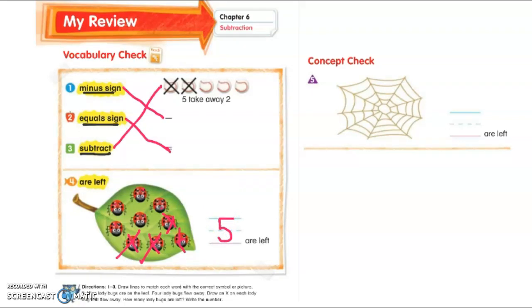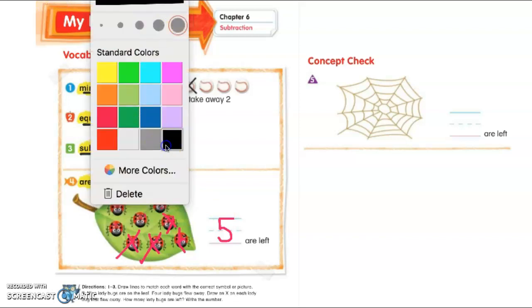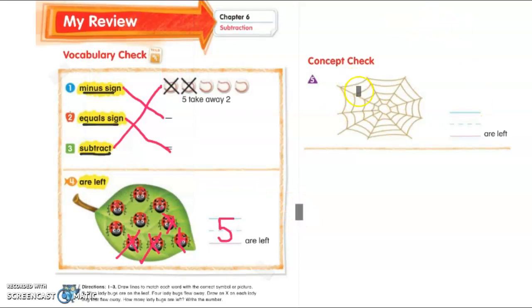All right, once you're done with that, you can go ahead and flip your page. I'm only going to do number 5 on this page with us. All right, so we've got a spider web. It says that 5 spiders are on a web. I'm just going to draw circles. You can draw spiders if you would like and pause the video, but 5 spiders. 1, 2, 3, 4, 5.